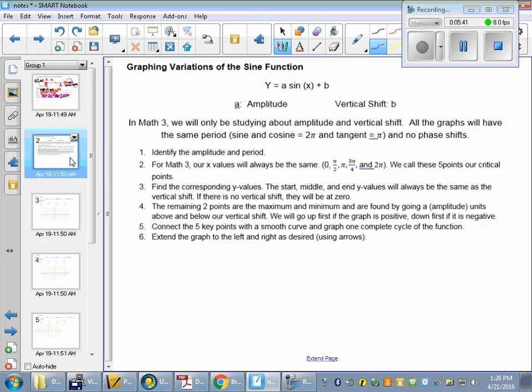All right, so here's some important things about graphing the sine function. You don't need to write all this down. Let's just read through it together. This is our typical sine equation. You do need to write that down. We need to know what A stands for and what B stands for.